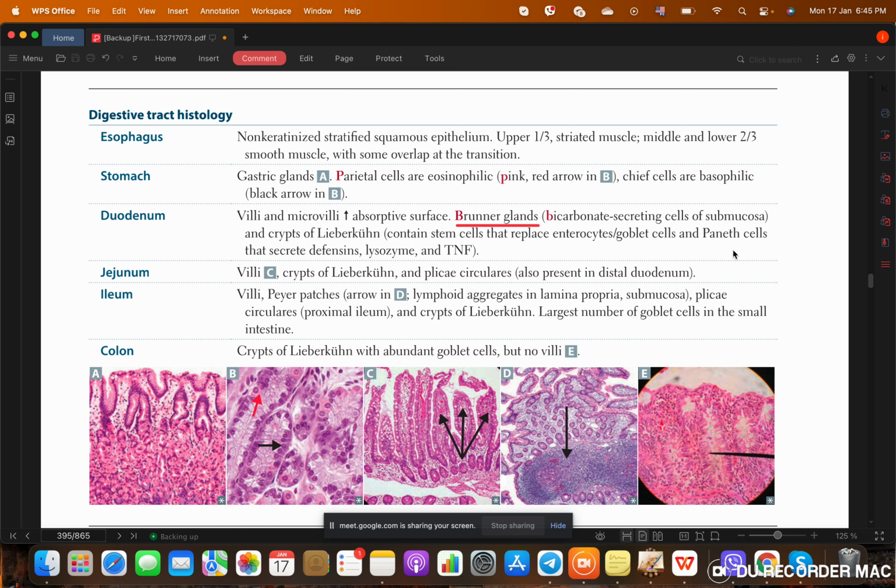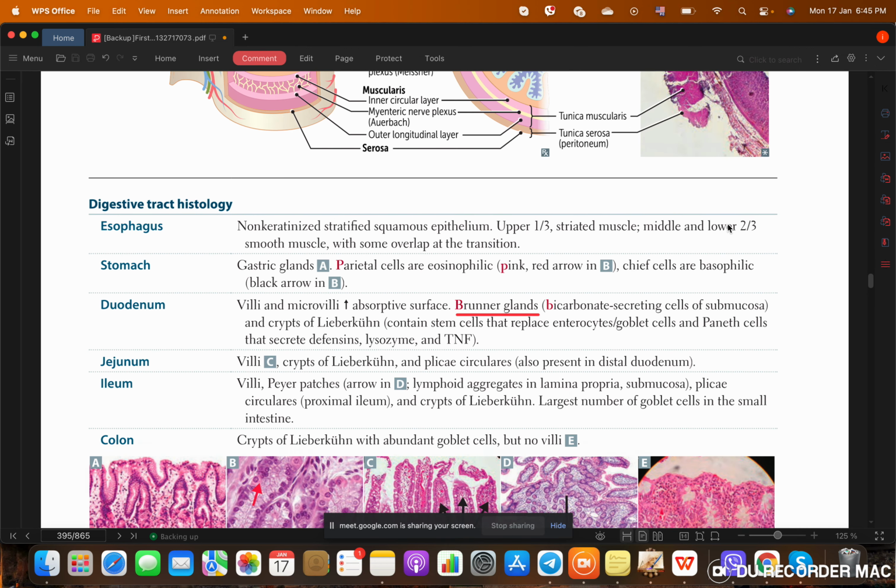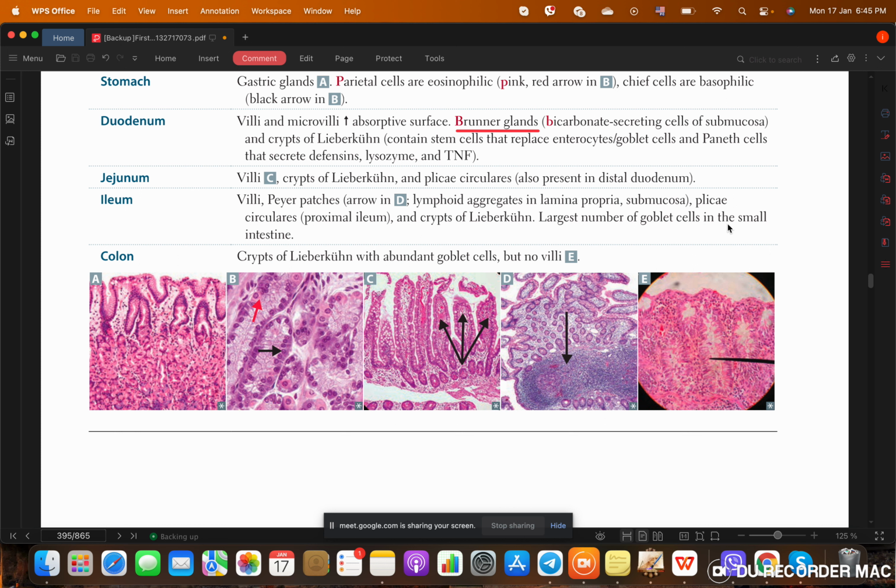We have something called the Brunner glands, which secrete bicarb, okay? From the submucosa. Why submucosa? Because we said the submucosa is responsible for the secretion, yeah? And it was controlled by the Meissner plexus. And we have the crypts of Lieberkühn. Guys, know about the crypts?